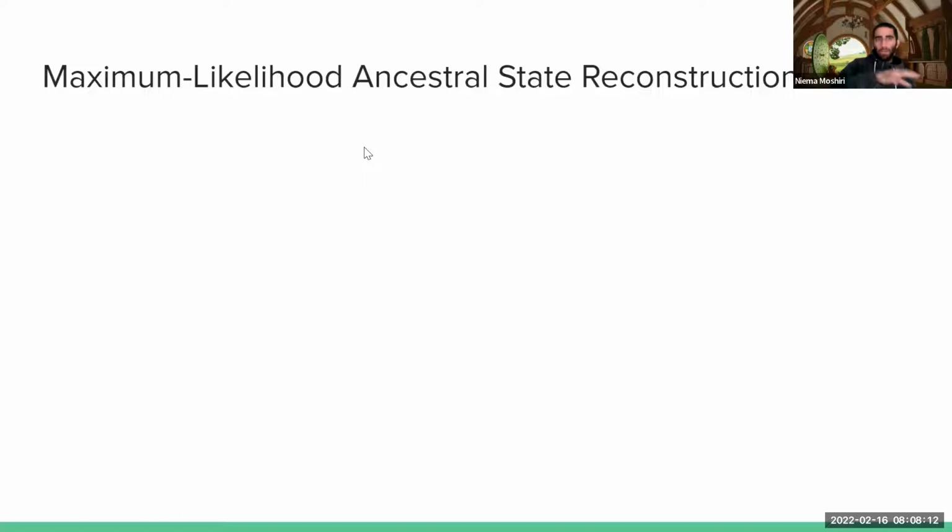So much like how we did maximum likelihood phylogenetic inference, we defined a probability function and we maximized that function over all the spaces of trees. That was what we did last week. We can take a similar approach to inferring where those mutations occur along those branches. So yeah, this is called maximum likelihood ancestral state reconstruction.